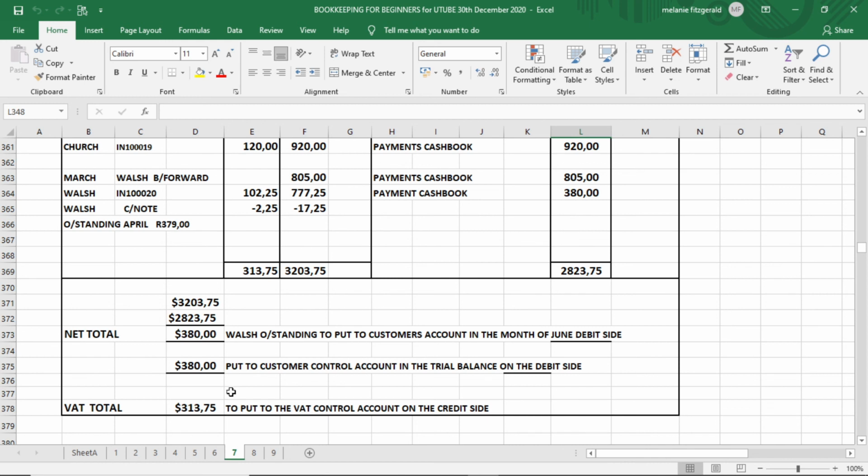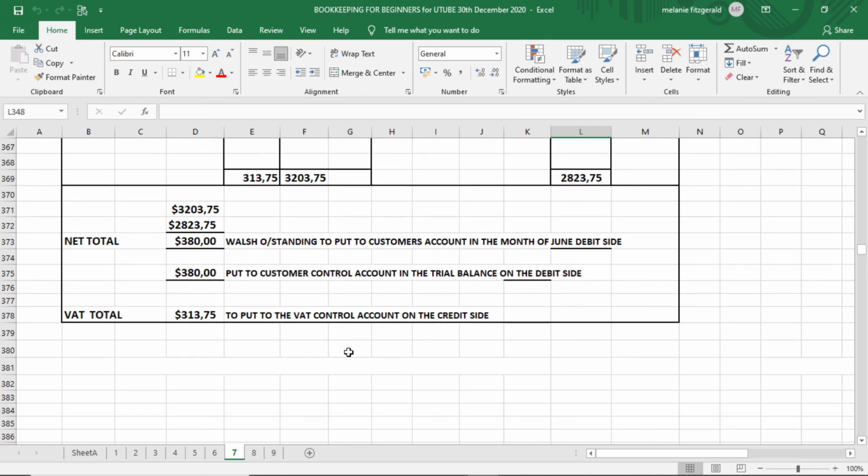Okay, $380 to put to the customer control account in the trial balance on the debit side. Okay, and the VAT, the $313.75 to put to the VAT control account on the credit side. Now we've done all of this for March. So we're just doing it again for April, just to give you an idea of how it follows through every single month.